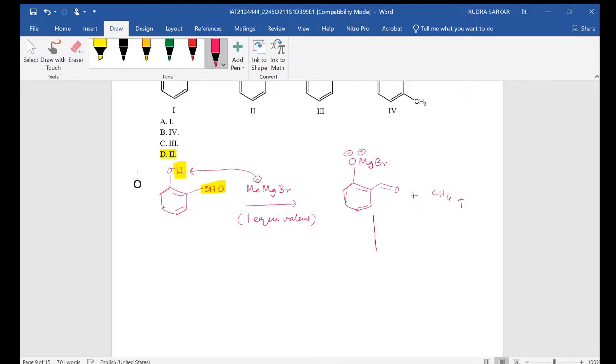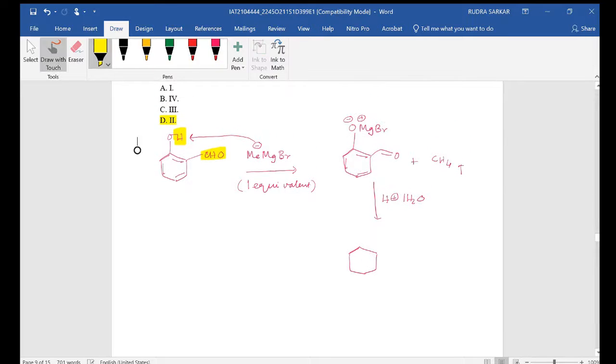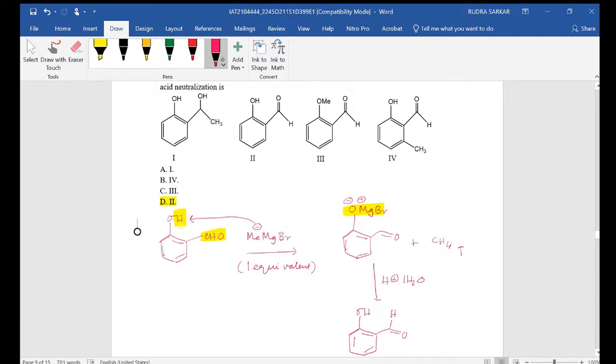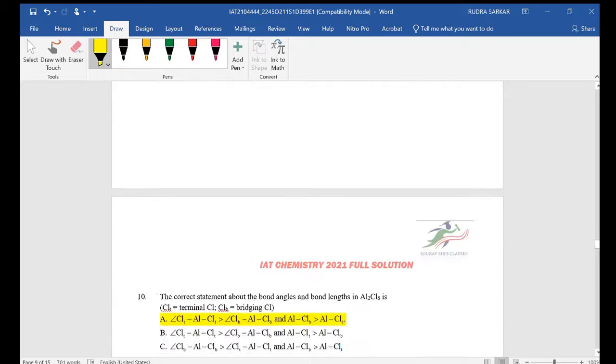Now this on reaction with acidified water, basically this portion will be converted to OH. That is what is going to happen. So we will get back the salicylaldehyde. So out here the molecule that will be formed is going to be 2 as the final product. And that is why over here the answer will be 2. Let's go for the next question.